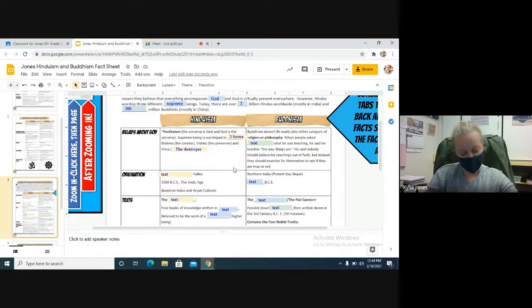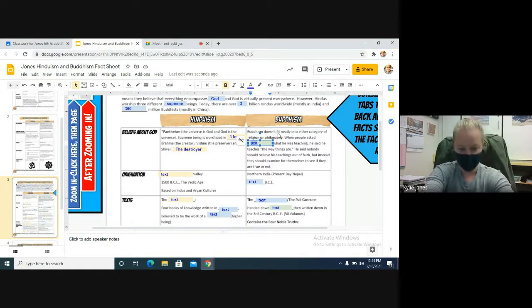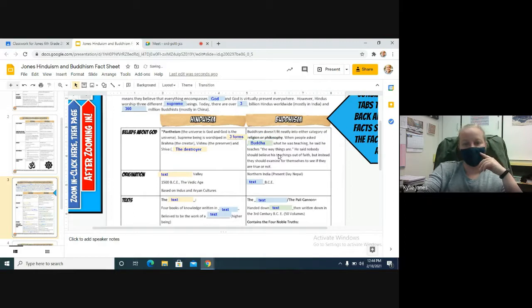All right, so that was Hinduism about their belief in God. Let's go to Buddhism. There's a big long paragraph there, but only one text box to fill out. It says Buddhism doesn't fit neatly into either category of religion or philosophy. When people asked Buddha what he was teaching, he said that he teaches the way things are. He said that nobody should believe his teachings about faith, but instead they should examine themselves to see if they are true or not. So it's very much about yourself and what you believe in.